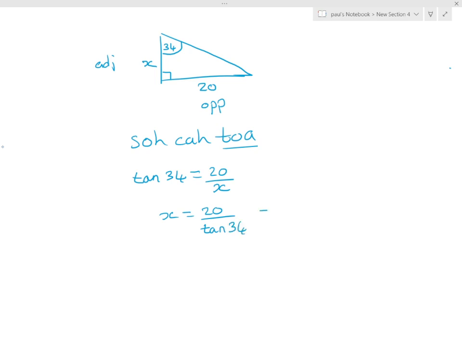34, which equals 20 divided by tan 34 equals 29.65. 29.65 or 29.7 to 1 decimal place, that sort of thing.